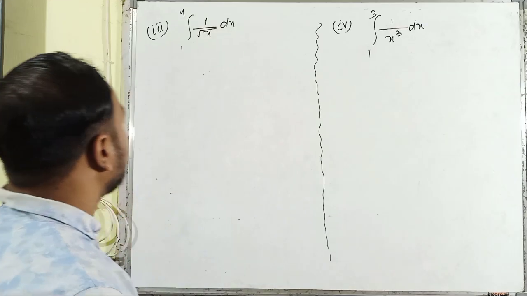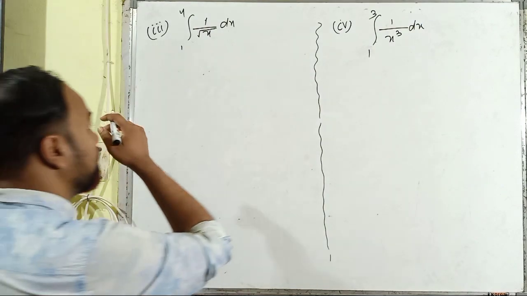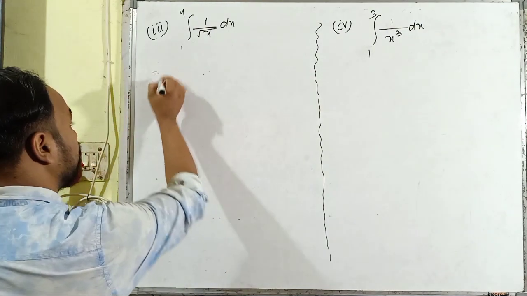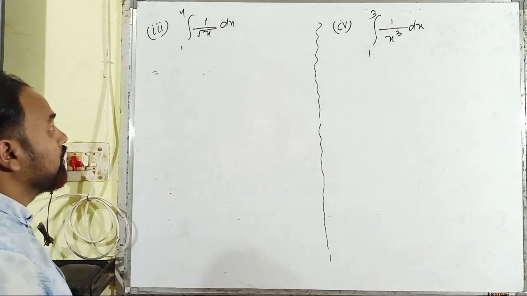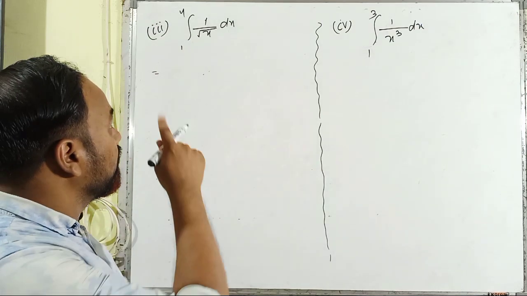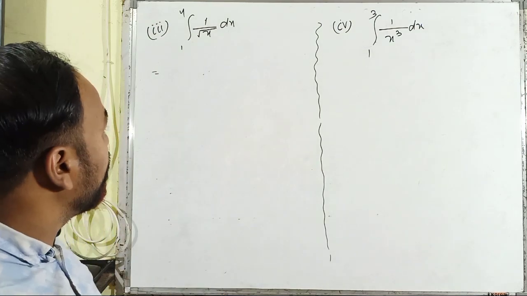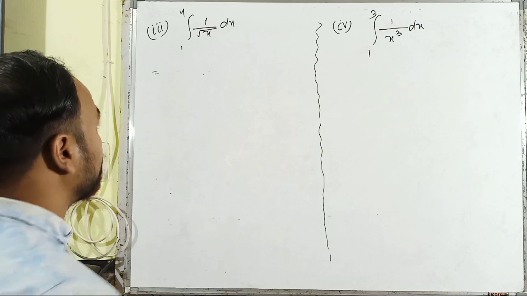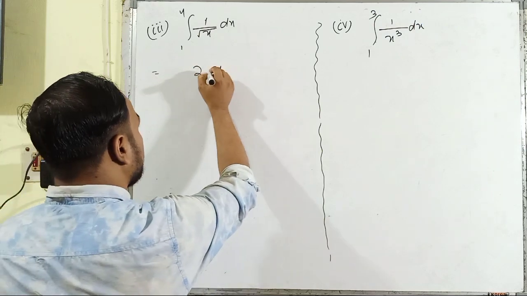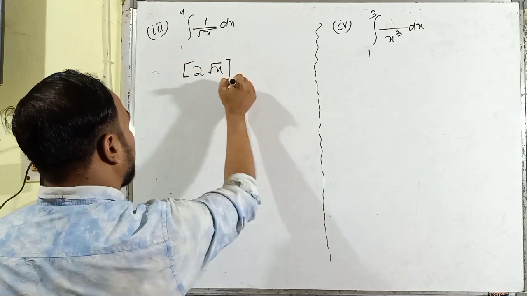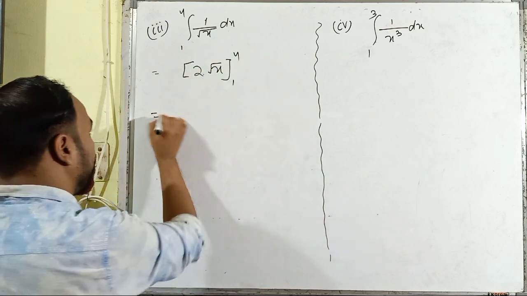So here is the third bit of number 1 of exercise 9J. First of all, let us integrate the integrand. Here it is 1 over root x, and the integral of 1 over root x with respect to x, as all of you know, is 2 root x from the lower limit 1 to the upper limit 4.